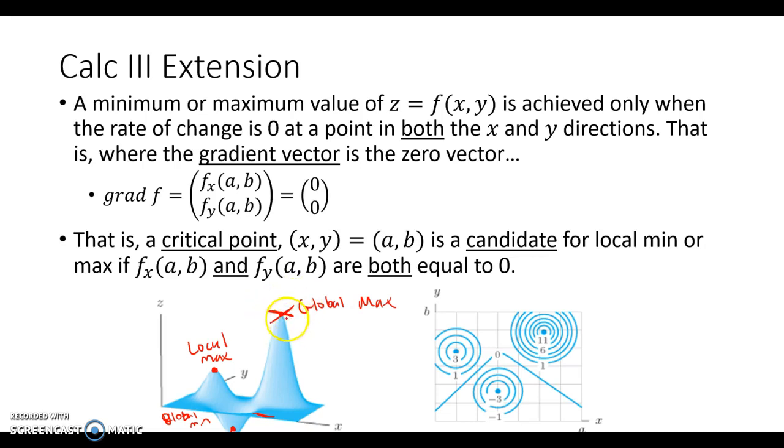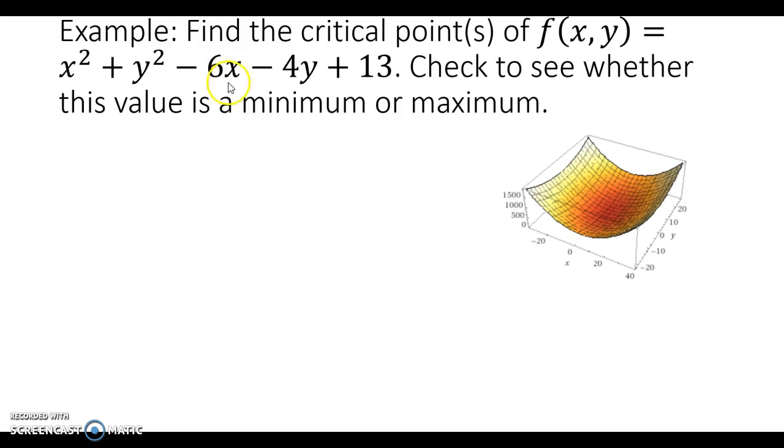So there are two tangent slopes, one in the x direction, one in the y direction. And of course, with directional derivatives, all of the other directions have a rate of change of 0 as well. So how do we begin differentiating, pun sort of intended, between whether we've located a global max or global min? Number one, how do we find these critical points? Here we have a multivariate function. Check to see whether the value is a minimum or maximum.